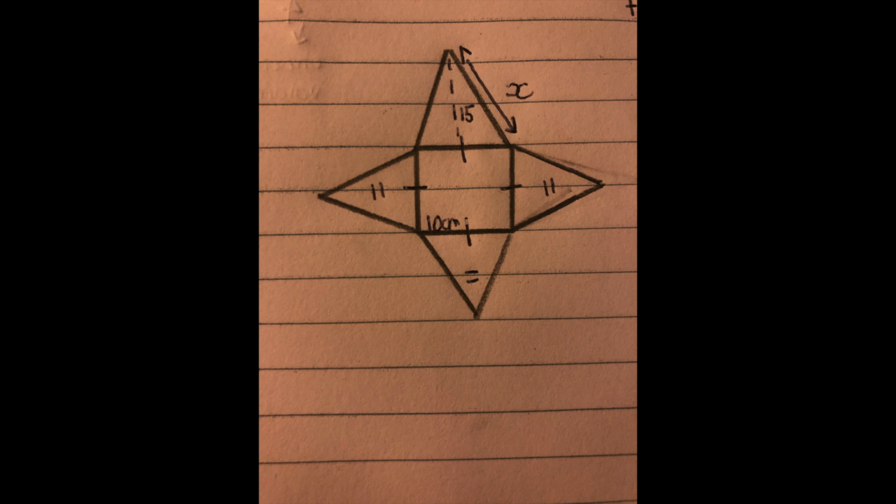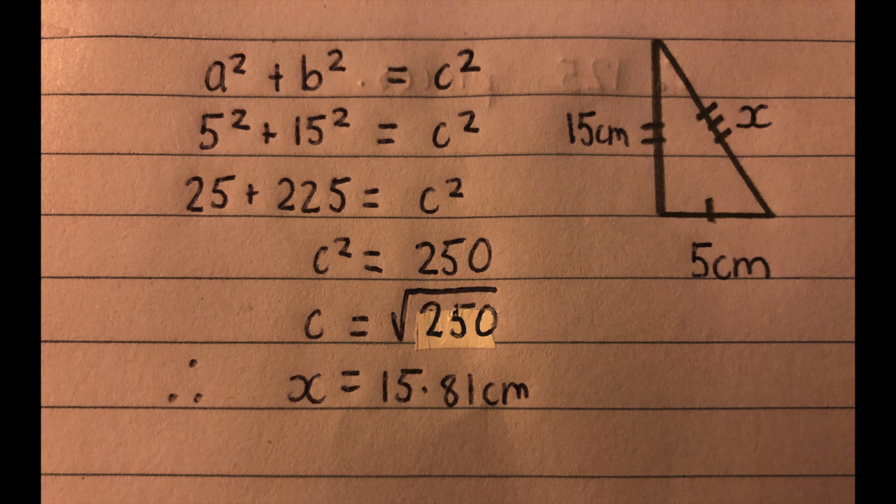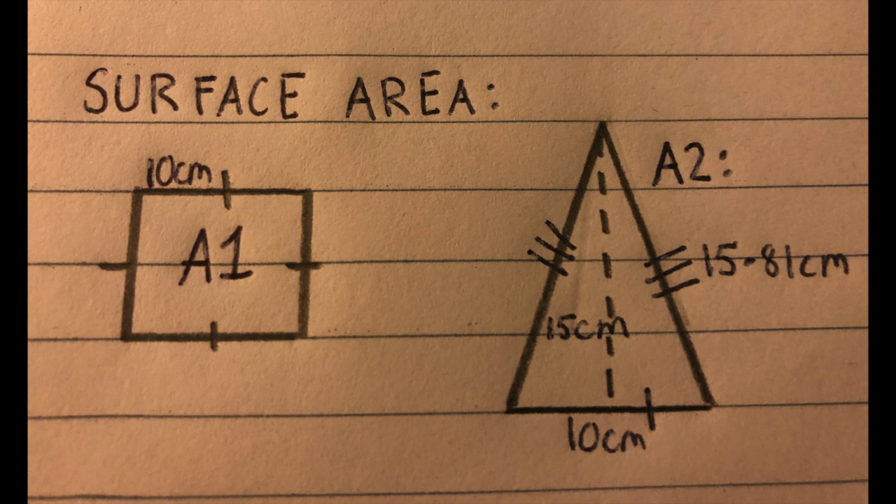To work out this diagonal length here, we then used Pythagoras' theorem, a squared plus b squared equals c squared, as we knew this was the hypotenuse. So we used only half a triangle and did 5 squared plus 15 squared, which in the end gave us an answer of roughly 15.81 centimeters. Now that we had all the measurements, we were able to find the surface area.